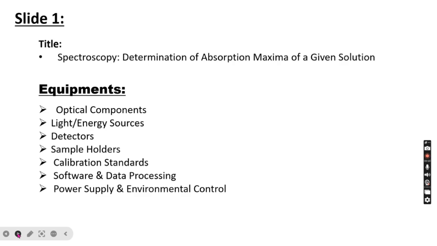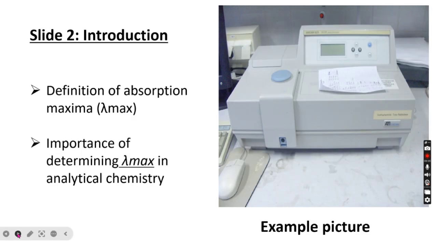Equipment: optical components, light or energy source, detectors, sample holders, calibration standards, software and data processing, power supply and environmental control. Slide 2. Introduction. Definition of absorption maxima, lambda max. Importance of determining lambda max in analytical chemistry.